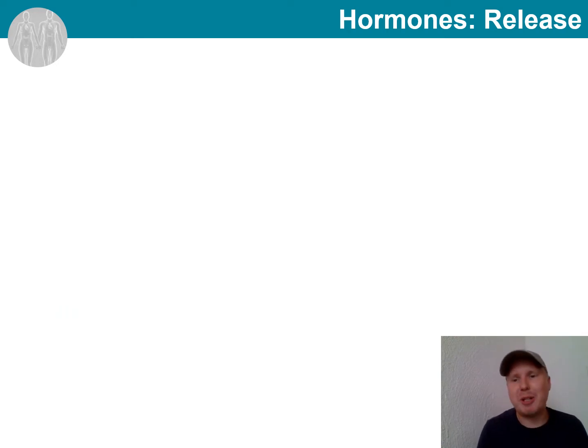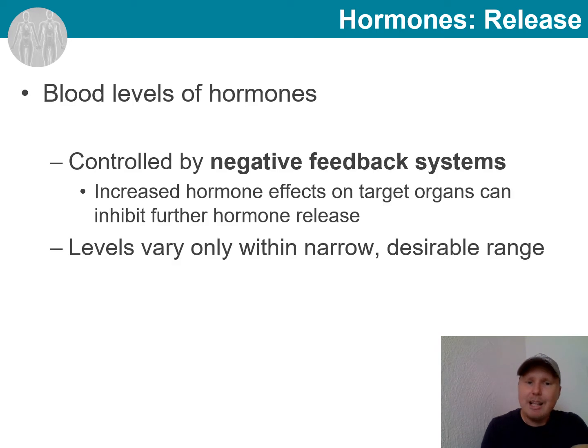So we're going back to the release of hormones. Levels of hormones in the blood are constantly controlled by this negative feedback, and they are maintained within a rather narrow window of the set point. This refers to what is an acceptable amount of hormone in the blood. If it deviates too far from that, the negative feedback control loop kicks in.